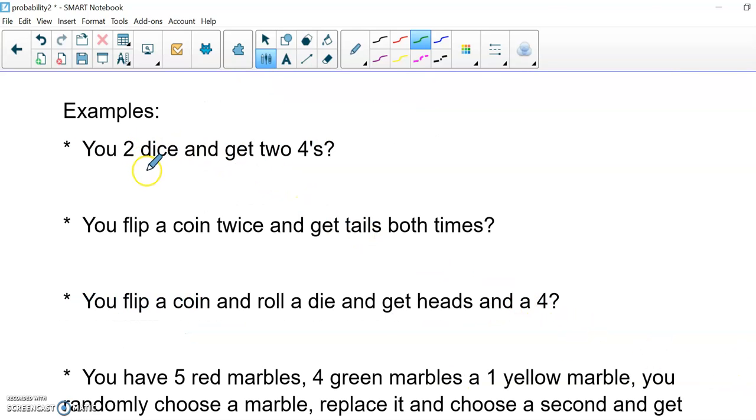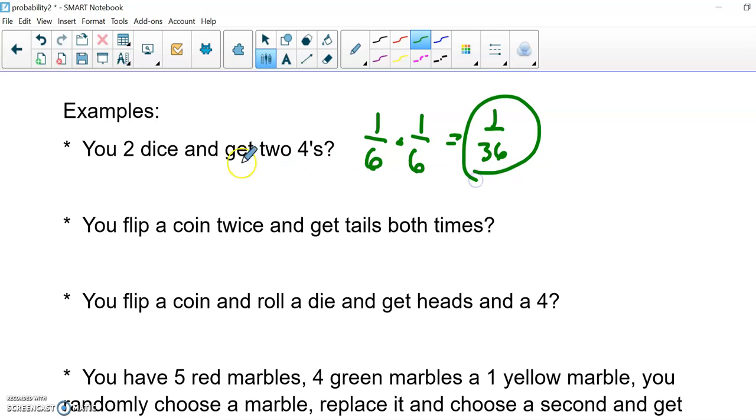So you roll 2 dice and you want to get 2 4s. What's the probability you'll get a 4 on the first one? There's 1 four out of a total 6 different numbers you can get. And the second die, there's 1 four and 6 total. And then again, the way you calculate any 2 events is you multiply them. So 1 times 1 is 1, 6 times 6 is 36. So the probability that you'll roll 2 dice and get both 4s is 1 out of 36.